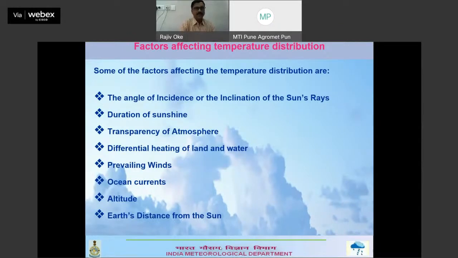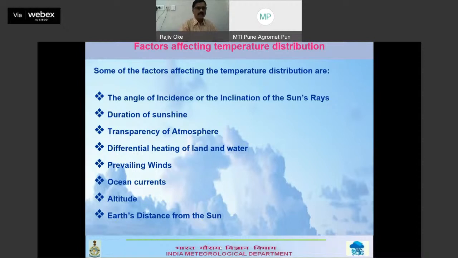Some of the factors affecting temperature distribution are the angle of incidence or the angle of the sun's rays, the duration of sunshine, transparency of the atmosphere, differential heating of land and water, prevailing winds, ocean currents, altitude, and Earth's distance from the sun. So these are the parameters which affect the temperature distribution.